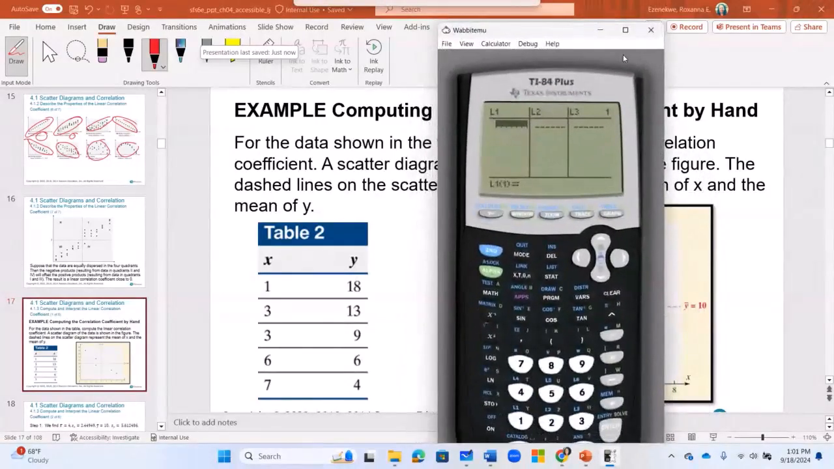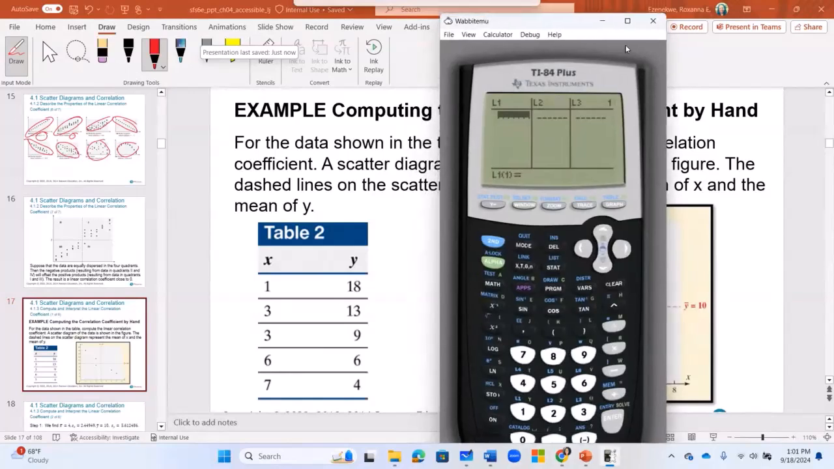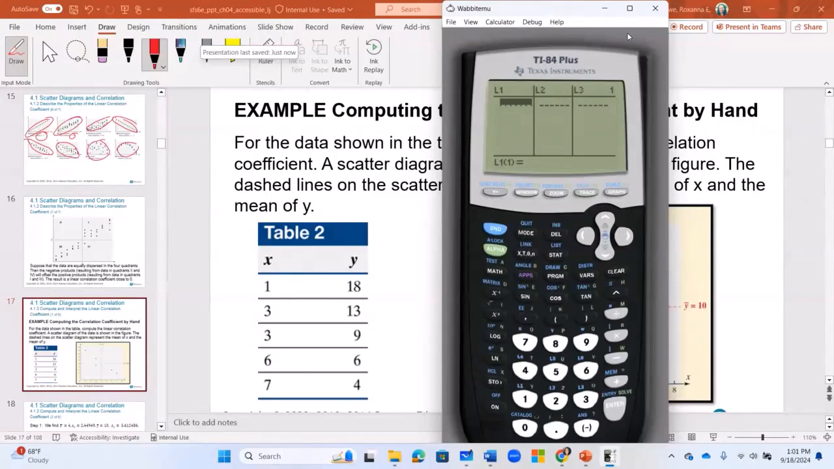Okay, so let's go. X is going to be in L1, which is the explanatory variable. So we put the data in X. So 1, enter, 3, enter, 3, enter, 6, enter, 7, enter. And then we go to L2. 1 is paired with 18. 3 is paired with 13. 3 is paired with 9 again. 6 is paired with 6. 7 is paired with 4.